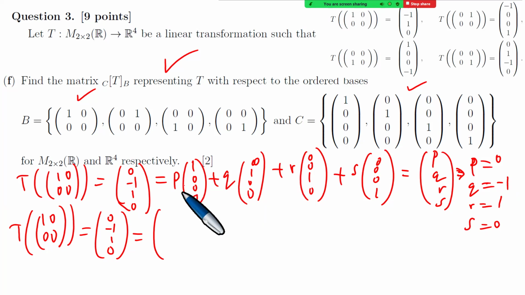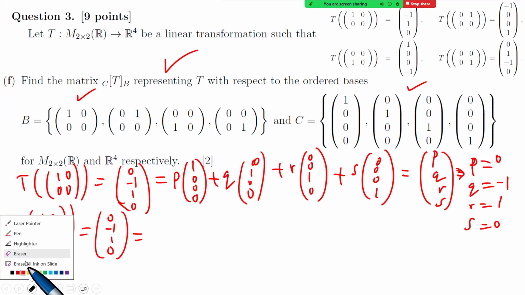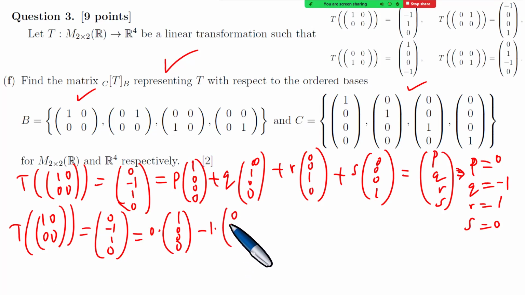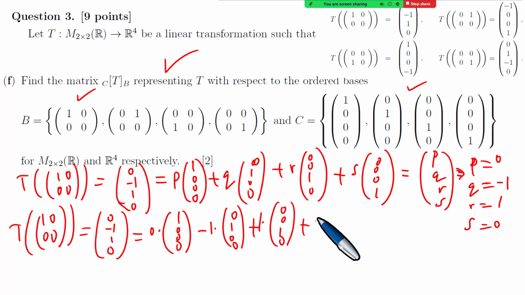These things, you put them here, and these would form the columns of the matrix representation as an ordered basis. So we take these things in the right order, from left to right. So P: 1, 0, 0, 0. The next one, Q: 0, 1, 0, 0. R: 0, 0, 1, 0. S: 0, 0, 0, 1. All right, this is what we have.